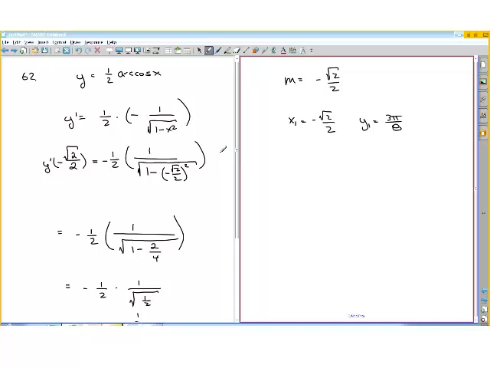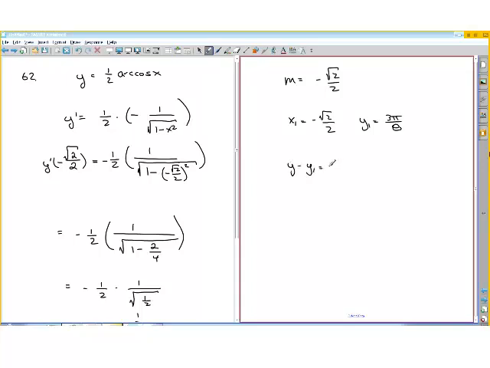Okay, let's try it again. 0.5 times the inverse cosine of negative, not minus, the square root of 2 over 2. So I get 1.178. And if you take 3 times pi and divide by 8, you get 1.178. So you do get the right answer.